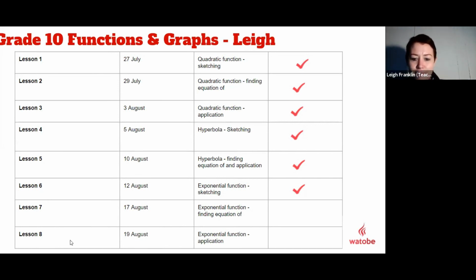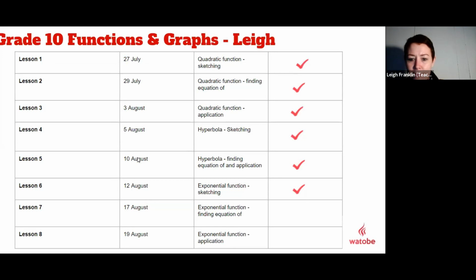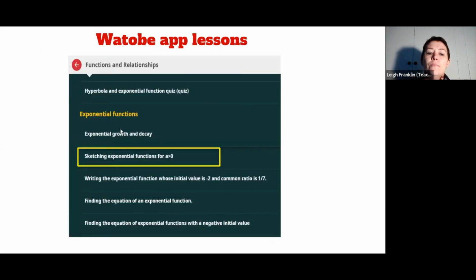So keep at it. I hope to see you for the next 2 lessons and also for the next series that we'll be doing. Obviously we're not going to do the leaderboard today because we do that only once a week. We're going to do the next one on Tuesday, so you guys have even more time to do activities. Make sure you get up in there on the app and do what you can. When you go to the app, pick a topic, functions and relationships, and then go to exponential functions, and make sure that you practice your sketching as you've done in these lessons, and also do the others just to prepare for the upcoming lessons.